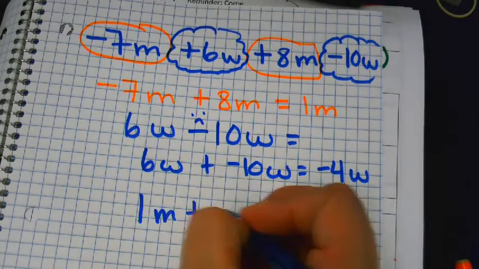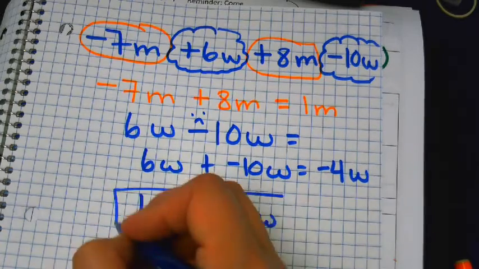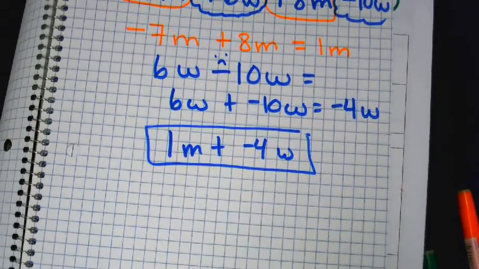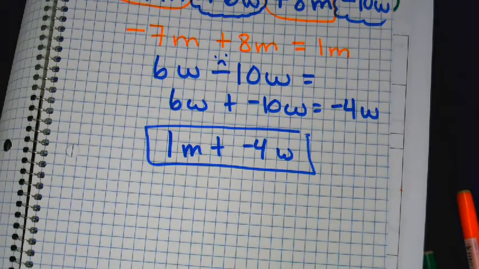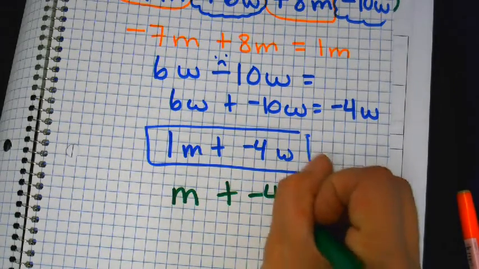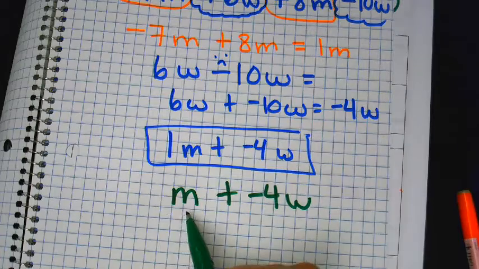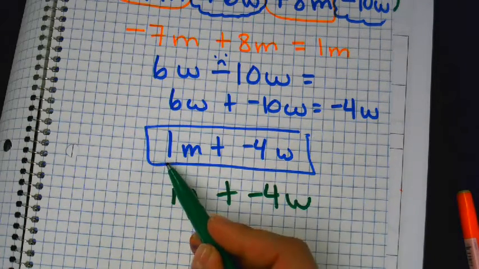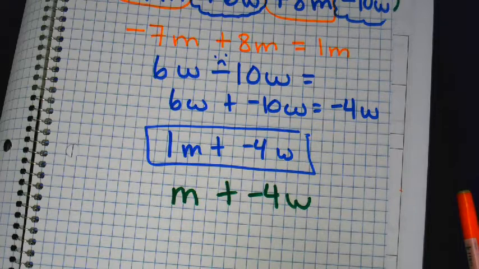1m plus negative 4w. It's alright, I guess. What's more of an algebra high school student's answer? Plus negative 4w. Negative 4w. Just minus 4w. That's what I said. I said that's just m. Do I need the 1? No, but I do need that negative 4. That cannot disappear. The 1 can disappear. 1 can always be invisible, but the 4 cannot be.